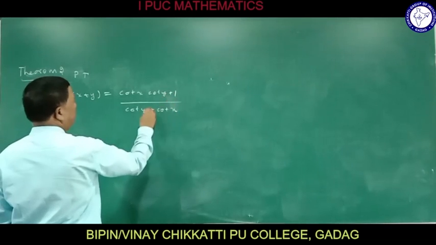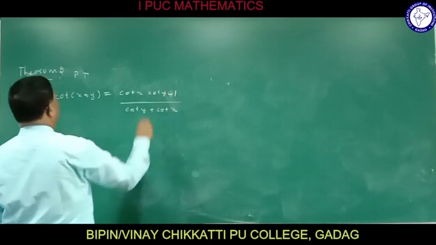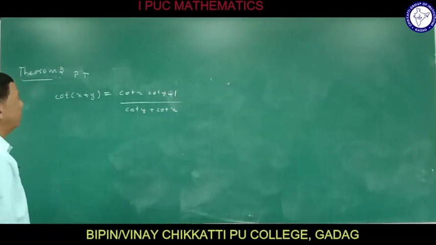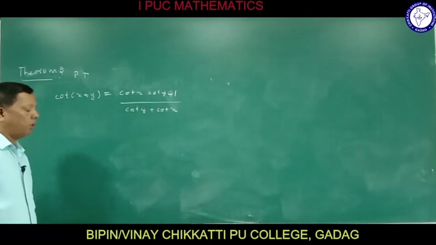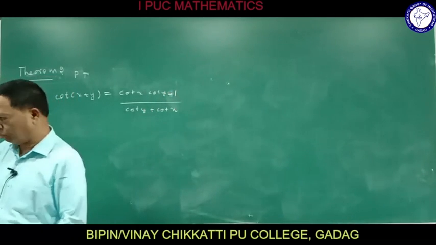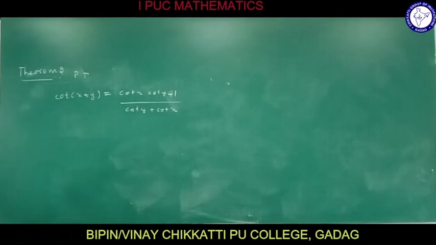Both are plus, now it is minus. Cot of x plus y is equal to cot x cot y minus 1, that too whole divided by cot x plus cot y. So how this is calculated, accordingly we can see the result.